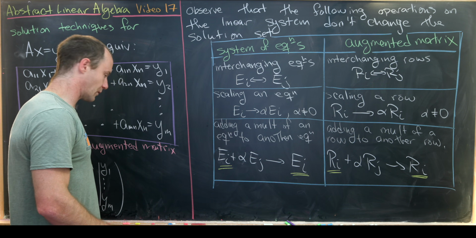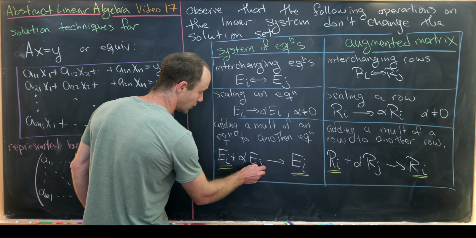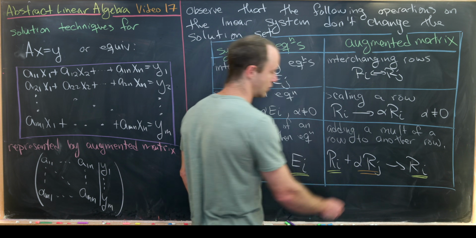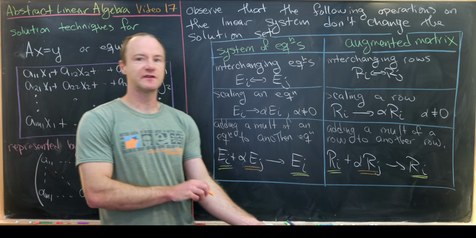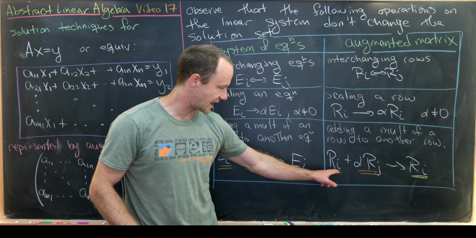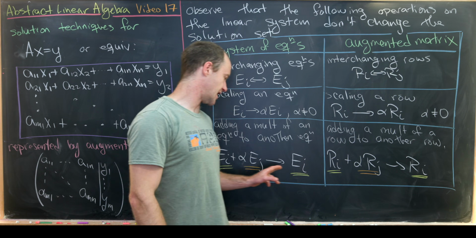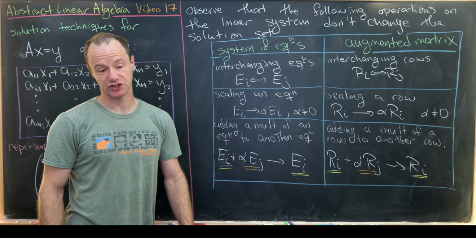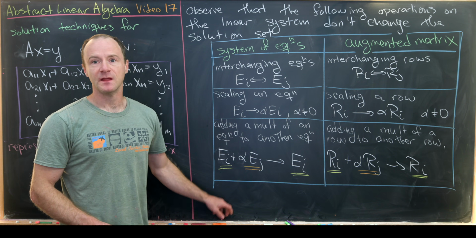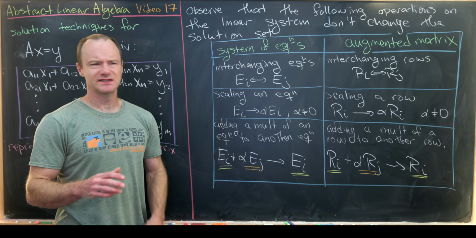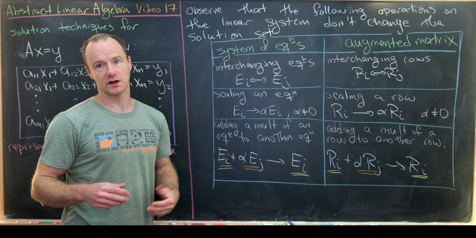And then I put the row that I'm using as a tool in the middle here. So that would be like equation J here or row J here. So you can think about your goal to simplify row I or equation I, and you're using row J or equation J as a tool.